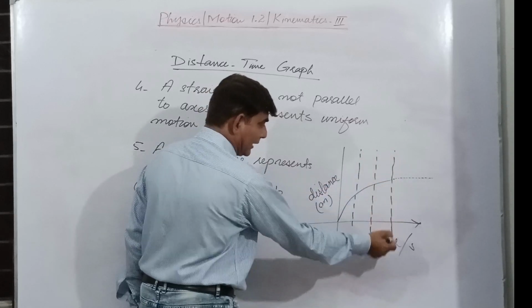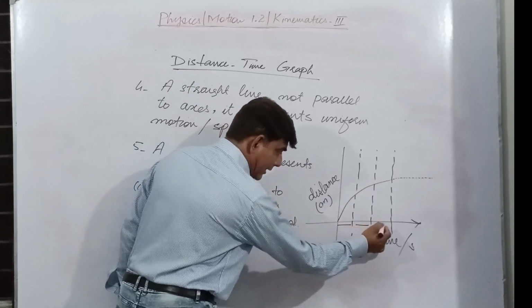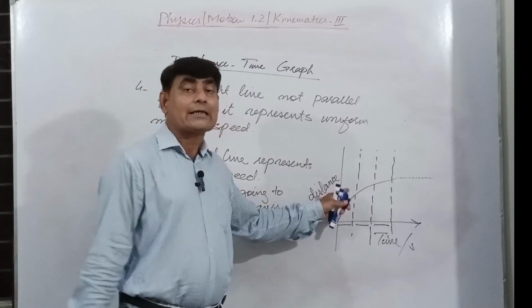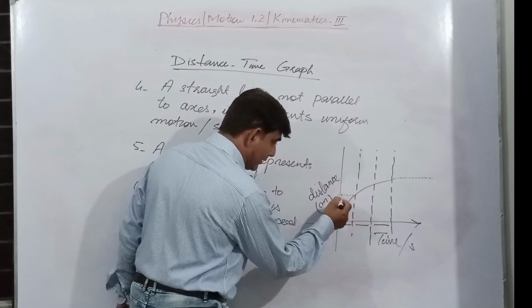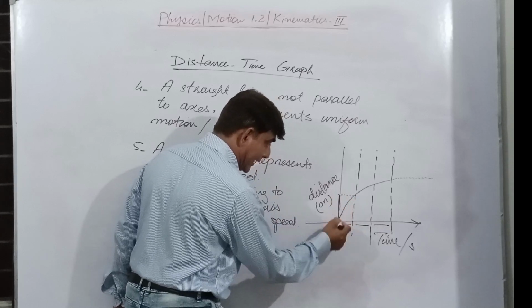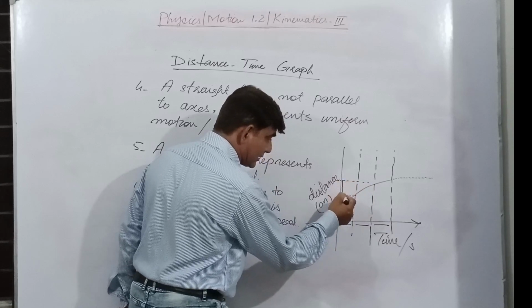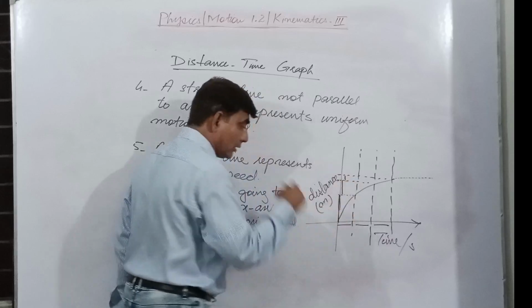This is equal interval of time. Suppose these are equal intervals of time, then what is happening here? In the first step, how much distance is covered? This distance is covered. In the second one, this distance is covered. In the third one, this distance is covered.